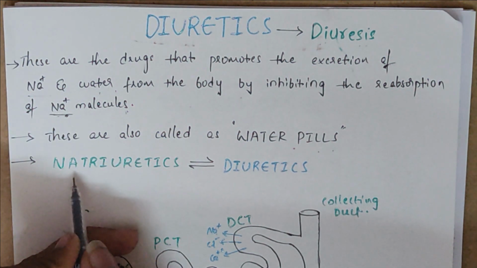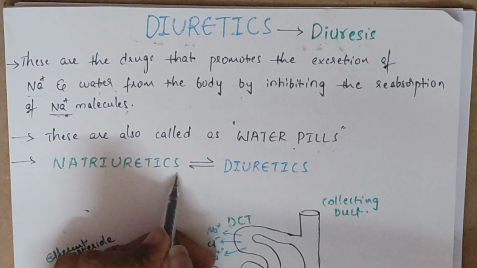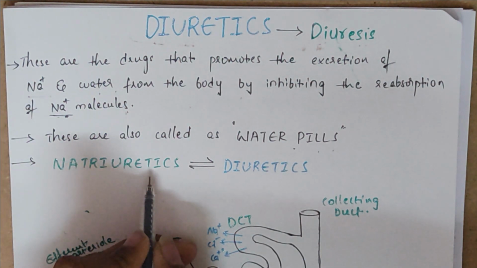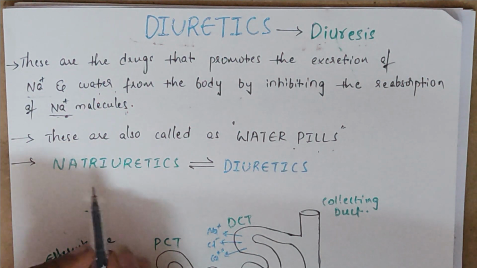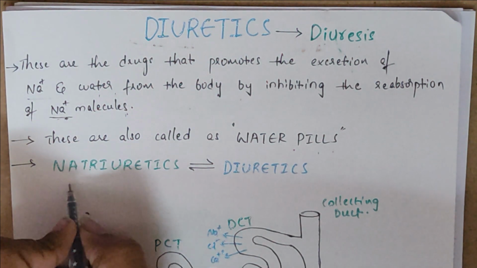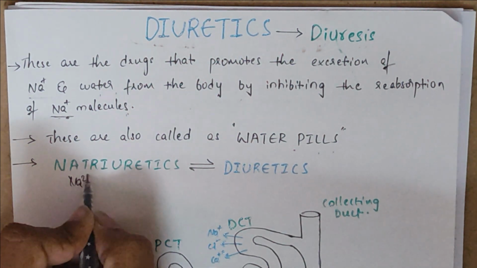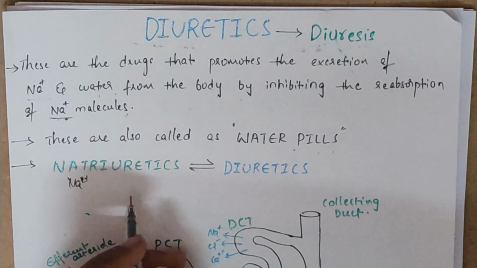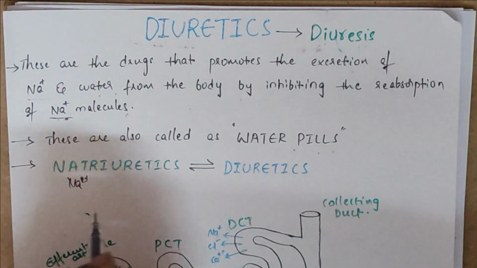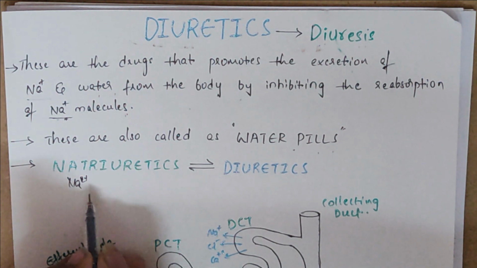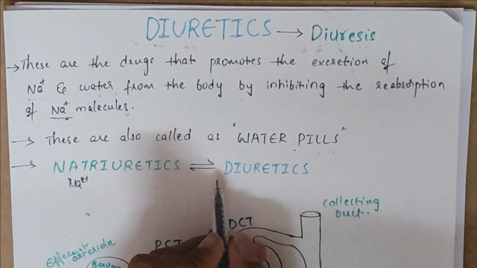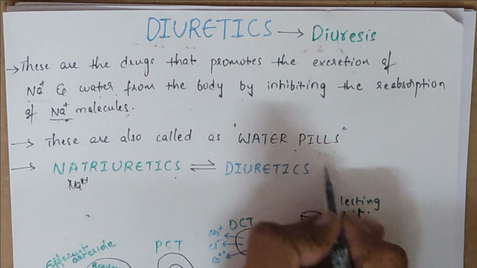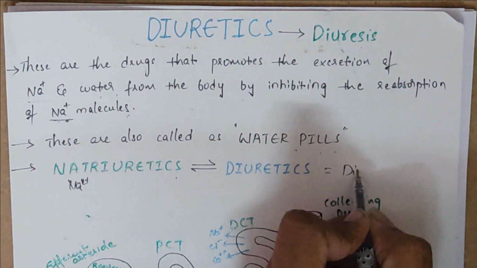We should also know about natriuretics. The term natriuretic means these are the agents which promote the net loss of sodium molecules, specifically sodium in the urine. As we know that water will follow the sodium, that leads to diuresis. Natriuretics and diuretics will result in diuresis.